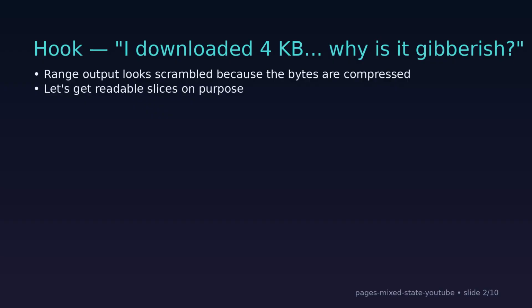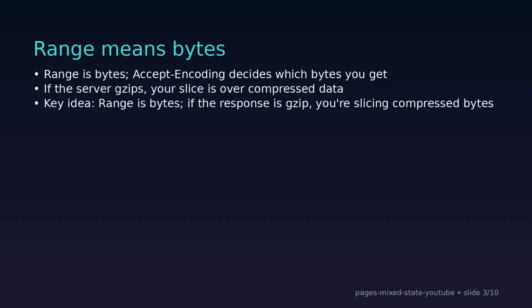What range really means: range is bytes, not characters. With HTTP, Accept-Encoding influences which bytes you get. Range is bytes. If the response is gzip, you're slicing compressed bytes. That is the key idea to keep in your head as we sample. The pitfall: when the server sends gzip, your range is taken over the compressed stream. The slice does not map to the top or bottom of the decoded HTML, so it looks corrupted or hides the version stamp you were hoping to spot.